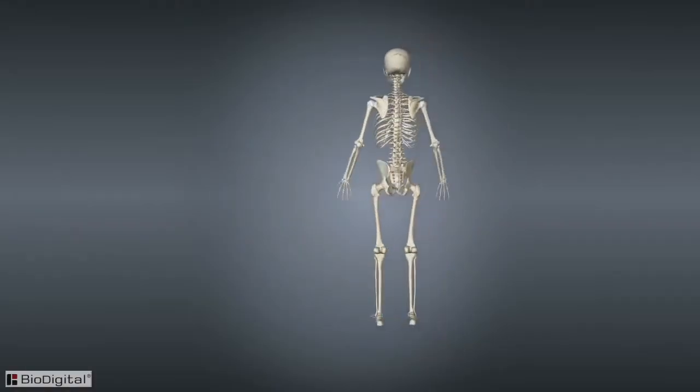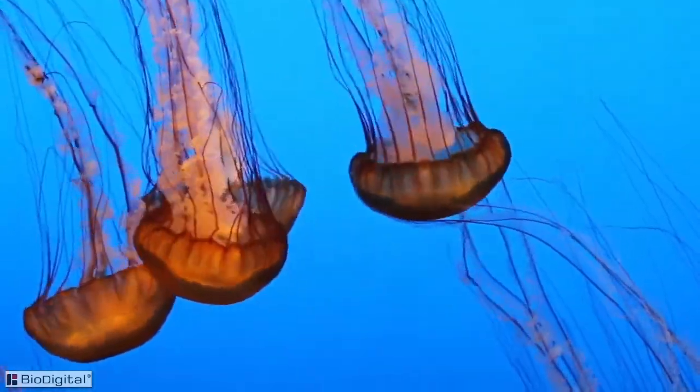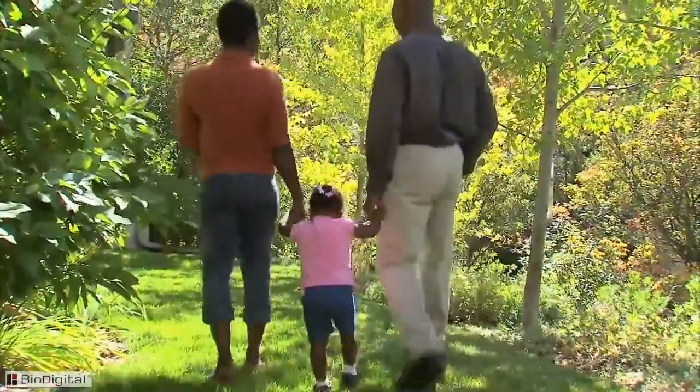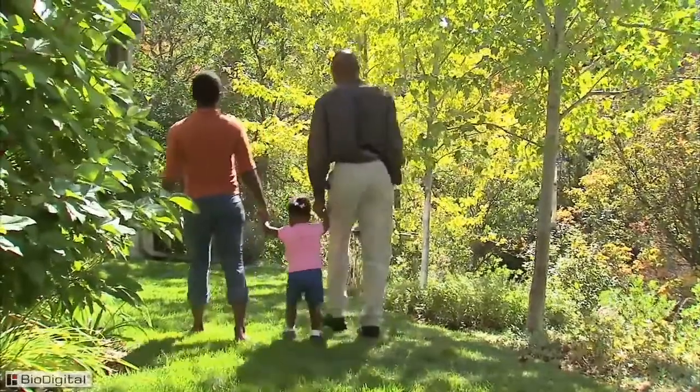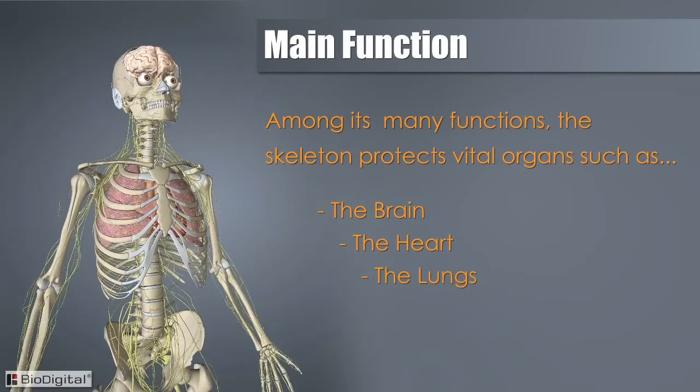The skeleton is the framework of the body. Without it, the body would be without form, and it wouldn't even be possible to walk upright. Among its many functions, the skeleton serves to protect vital organs such as the brain, the heart, and the lungs.